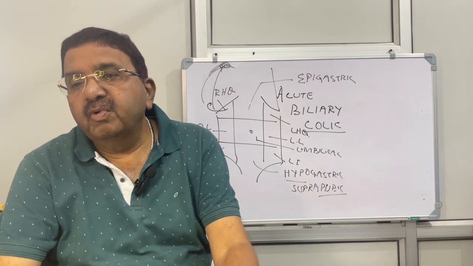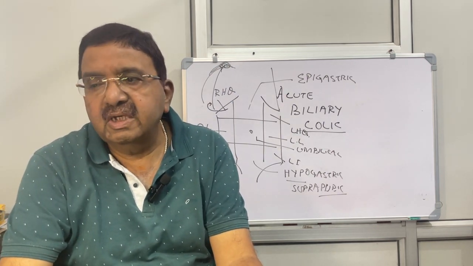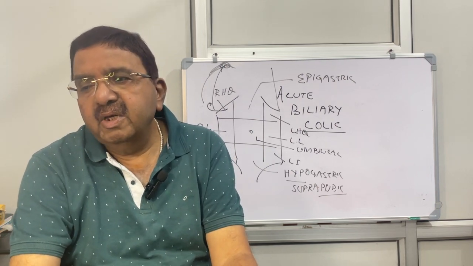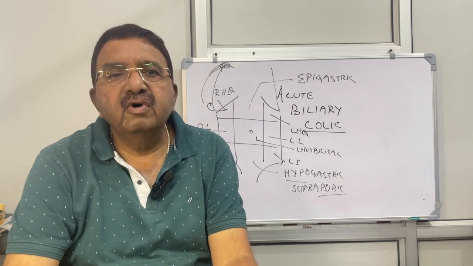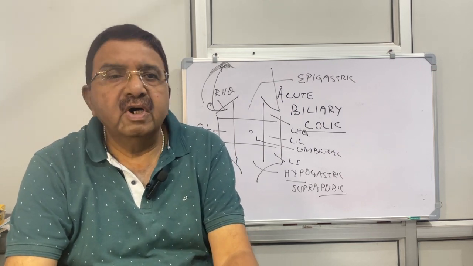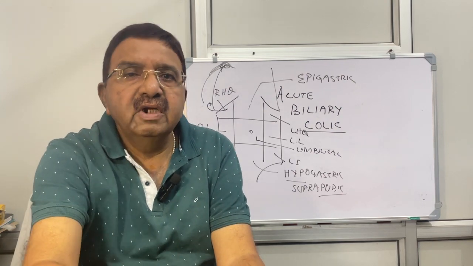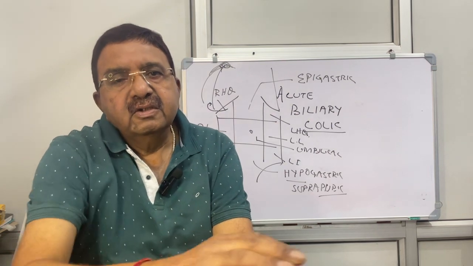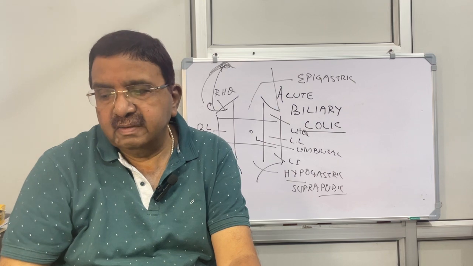So the second point in the definition is that pain can radiate to the back of the chest on the right side and maybe to the right shoulder joint. Pain may last for 1 or a few hours. So this is the definition of biliary colic.